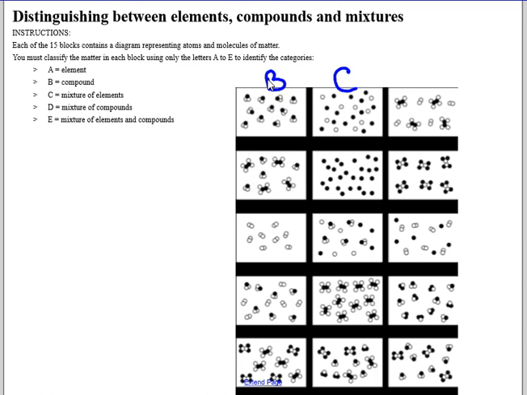The third one has compounds, two blacks with four whites, and elements, white, white. I know that this is an element because there's only one type of atom, and that this is a compound because there's two types of atoms. But the element and the compound are not bonded. This is a mixture of both elements and compounds. Try to see if you can figure out the rest of these on your own.